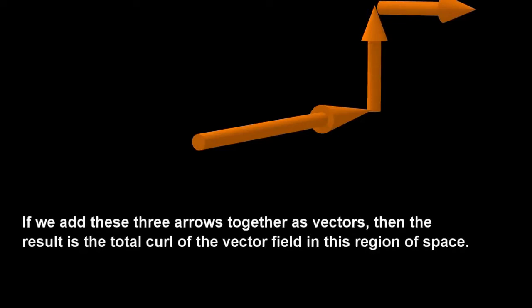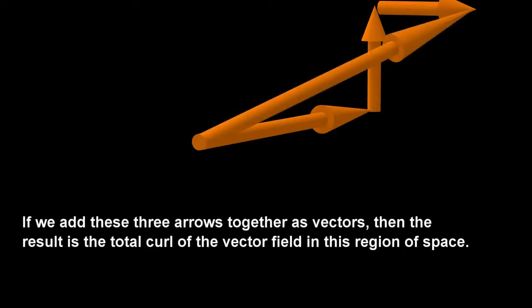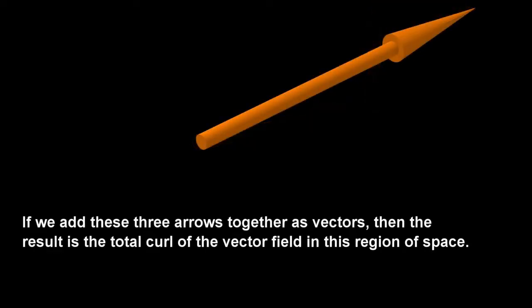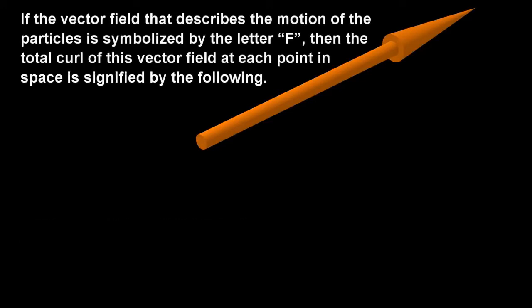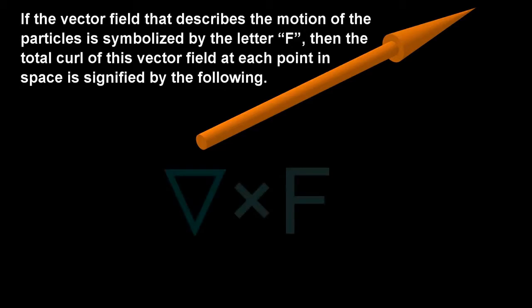If we add these 3 arrows together as vectors, then the result is the total curl of the vector field in this region of space. If the vector field that describes the motion of the particles is symbolized by the letter F, then the total curl of this vector field at each point in space is signified by the following.